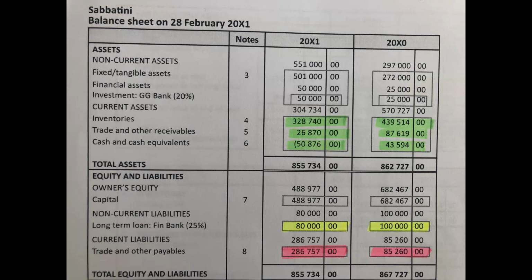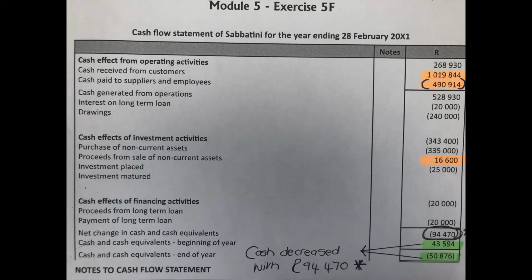So the last step that we need to do is to see what was our cash at the beginning of the year, cash and cash equivalents at the beginning of the year, and what was it at the end of the year. If we look at the balance sheet, you'll see that the cash at the beginning of the year was 43,594. Okay. And at the end of the year, it was minus 58,876. Okay. So what happened? The cash decreased with 94,470. Okay, and that is exactly the same amount as what we calculated when we added cash effects from operating activities, investing activities, and financing activities, which tells you that our calculation was done correctly.